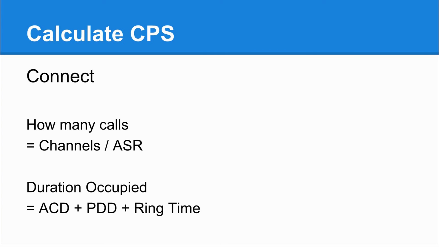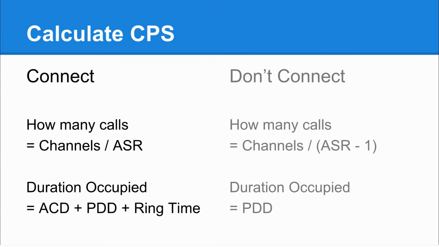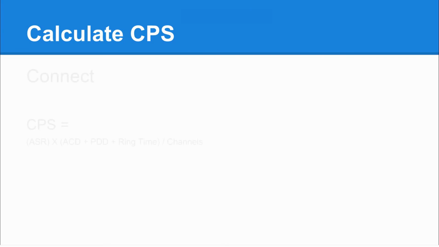So now we're going to calculate the calls per second. We'll look at the amount of connected calls and we split those into two. First off, the calls that are connected and the calls which are not connected. We're using a similar calculation as before, basically splitting the ASR. Then we'll join it together.